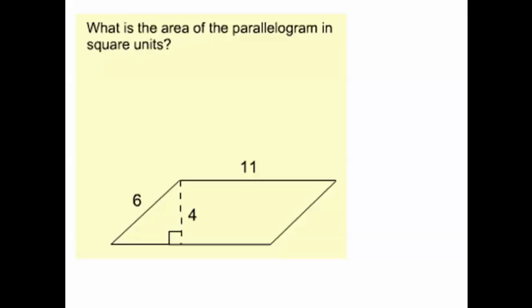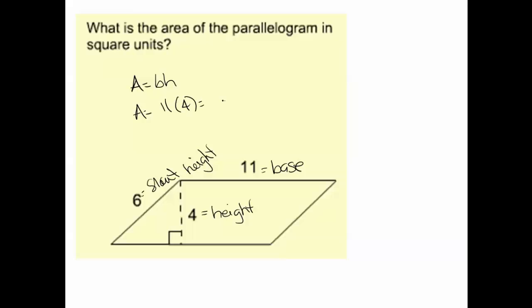Alright, what is the area of the parallelogram in square units? Well, you have to remember that to find the area of any quadrilateral is length times width, but sometimes we refer to it as base times height. In this parallelogram, your base is 11 and your height is 4. This right here is a slant height, which doesn't count as the height of the parallelogram. So I'm going to have 11 times 4, which is 44 units squared.